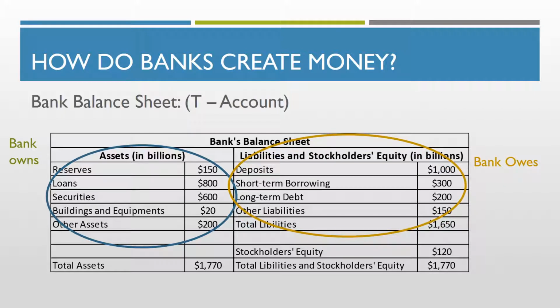On the right-hand side, the liabilities of the bank include all the deposits from the depositors, short-term borrowings, long-term debts, and other liabilities. Yes, the bank also borrows money from others, and these liabilities are what the bank owes. In the T account or balance sheet, you will always find the two sides are balanced, so the total assets will always equal the total liabilities at the bottom.